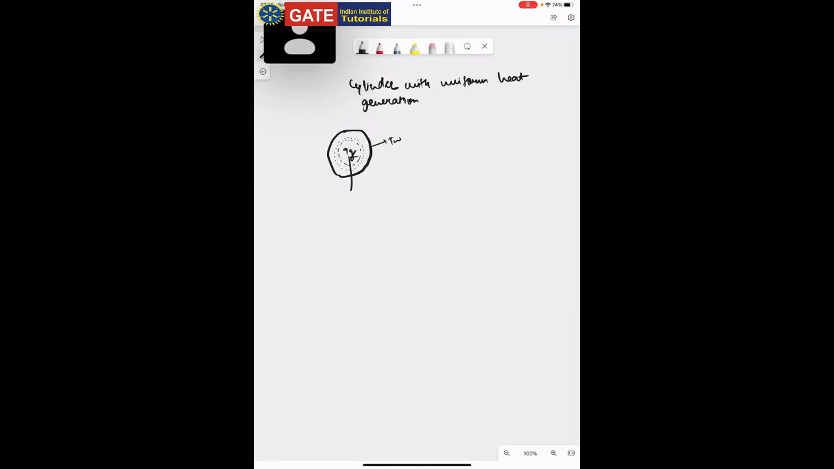This is your element, this is your radius r, and this small gap here is your dr, just like how we had one particular section, the differential shell section, where the heat generation was taking place in that element, and then how the heat conduction takes place until and after that point.